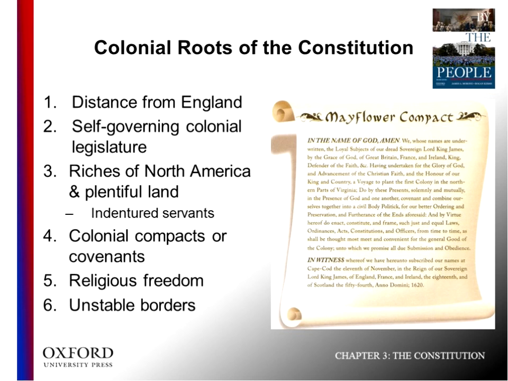Now, the sixth one is unstable borders, and I think this is very key, because the border areas in early America were violent and insecure. There were very, very brutal wars with Native Americans. I mean, we can't talk enough about how much of the land that was acquired by the colonists was forcibly taken from Native Americans who lost in pitched battles with the colonists.